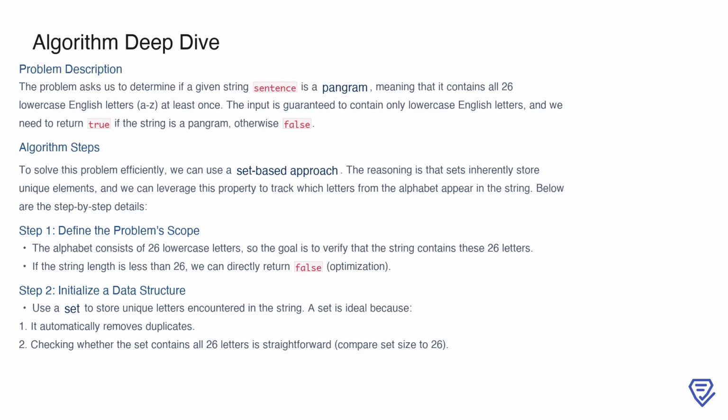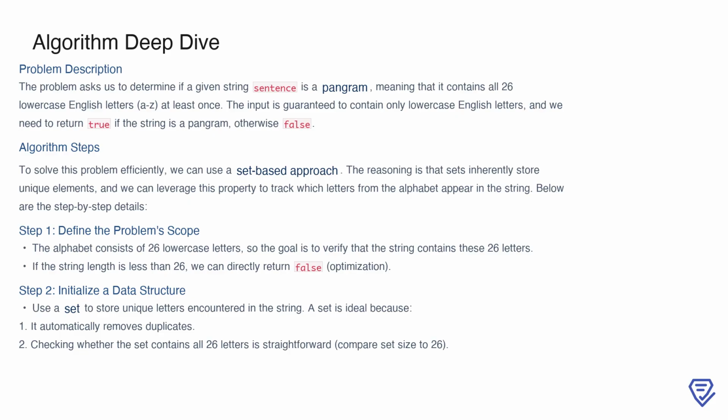In this problem, we are tasked with determining whether a given string, called sentence, is a pangram. A pangram is a string that contains all 26 lowercase English letters at least once. For example, the sentence "That brown fox jumps over the lazy dog" is a pangram, as it includes every letter from A to Z. To solve this problem efficiently, we can utilize a set-based approach. The key idea here is that sets automatically store only unique elements, so we can use this property to track which letters from the alphabet appear in the string.